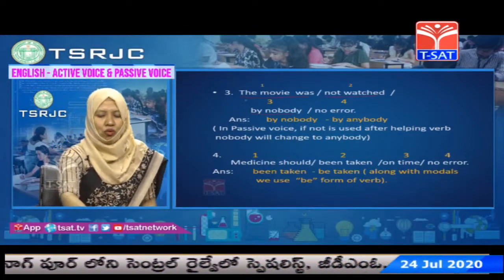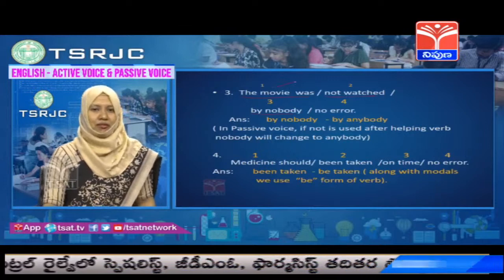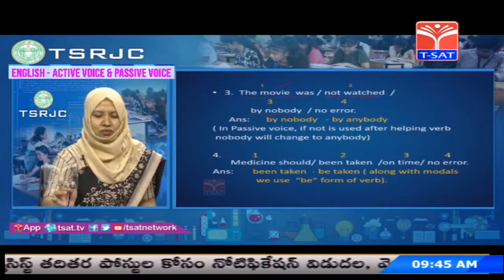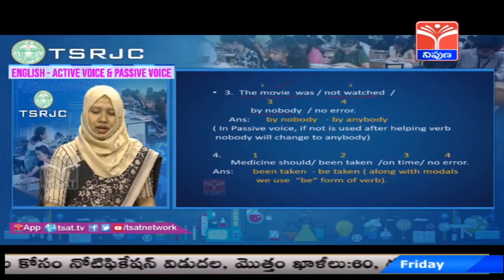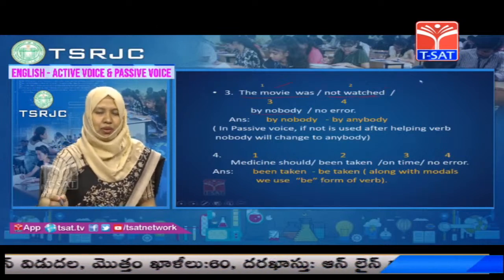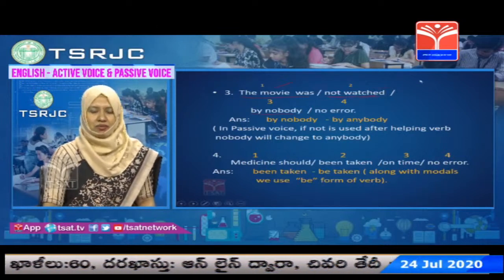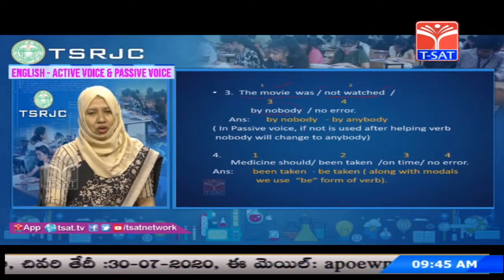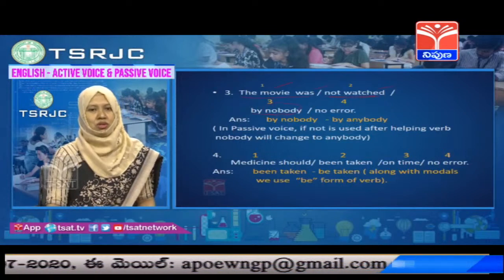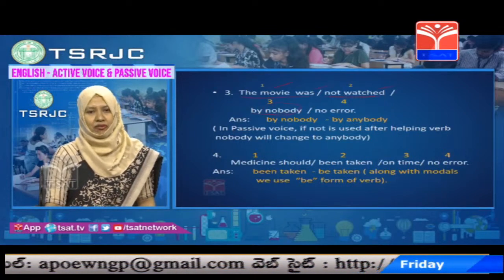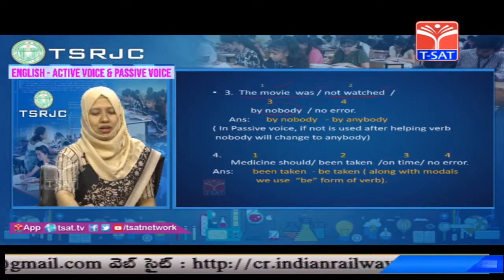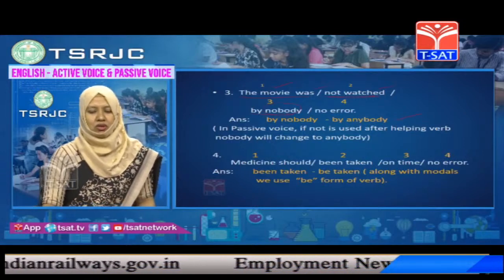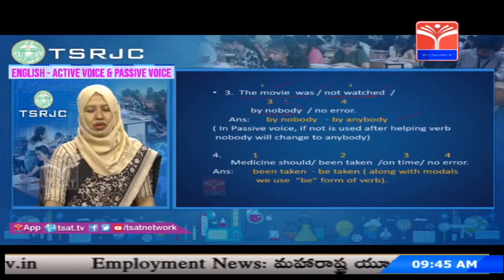So here the movie was, subject and verb, is correct. Not watched also is correct, helping verb plus main verb. By nobody: here nobody will not be used in passive voice. In passive voice, nobody, the subject, should change to anybody. So there is a mistake in option 3.